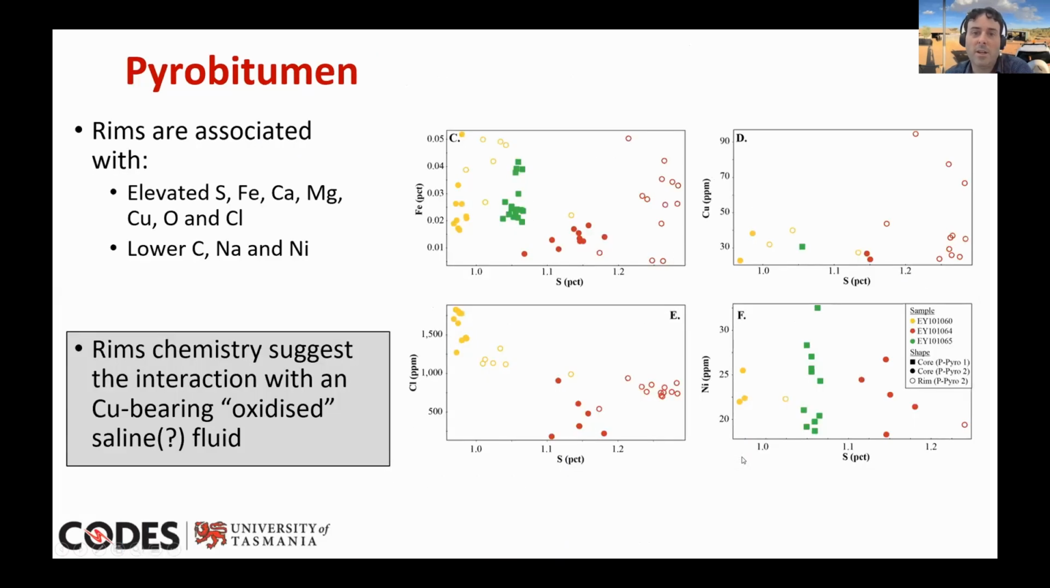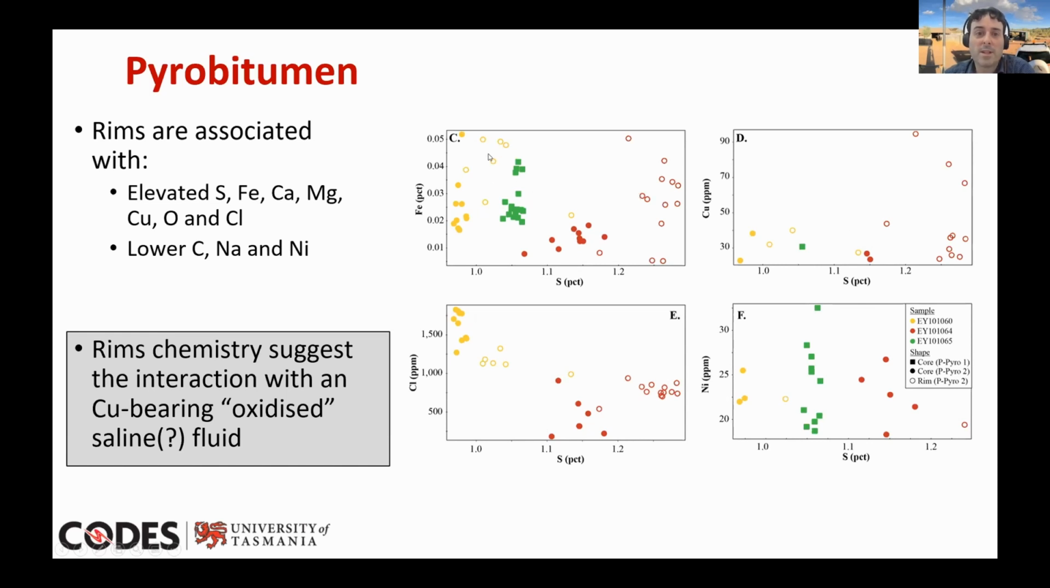On the next slide, we've done some electron microprobe microanalysis, and the colors are the different samples. The green is the phase 1, and the yellow and red are phase 2 pyrobitumen. The symbols, when open, are the rim, and when filled, the core of these pyrobitumen. If we start from the top left, the iron versus sulfur, the rims of these pyrobitumen tend to be enriched in sulfur. The open samples are enriched in sulfur, but also enriched in iron.